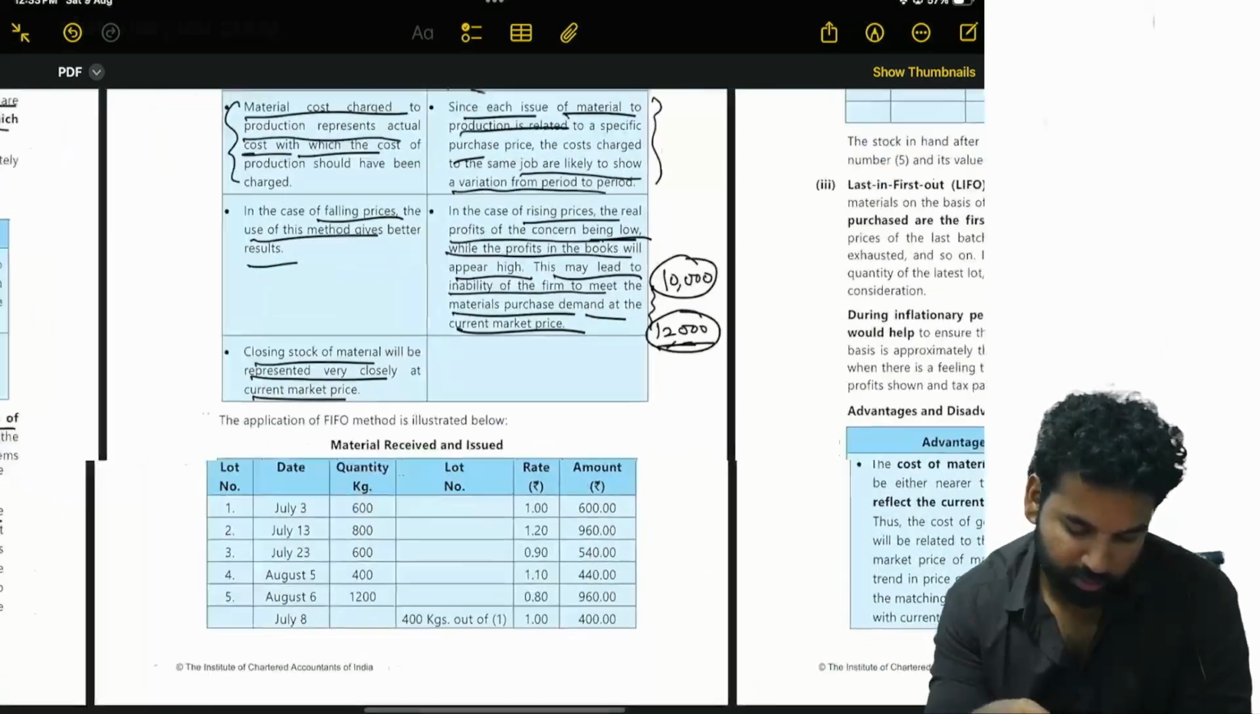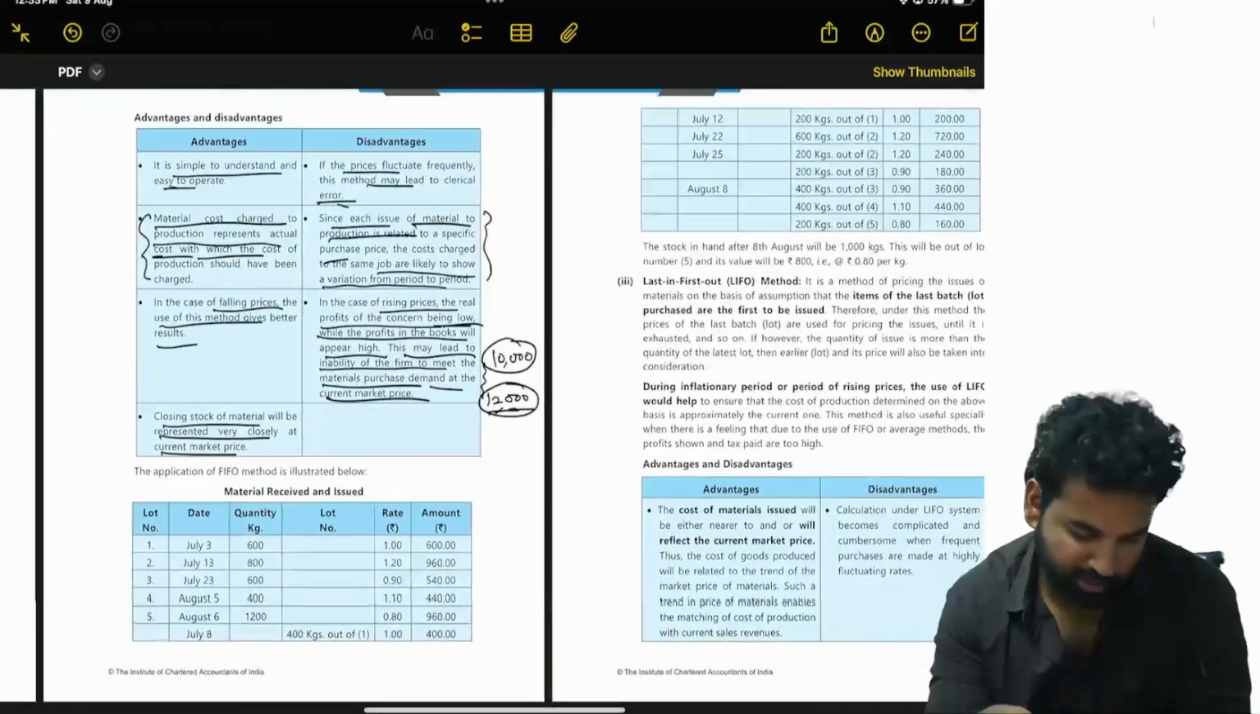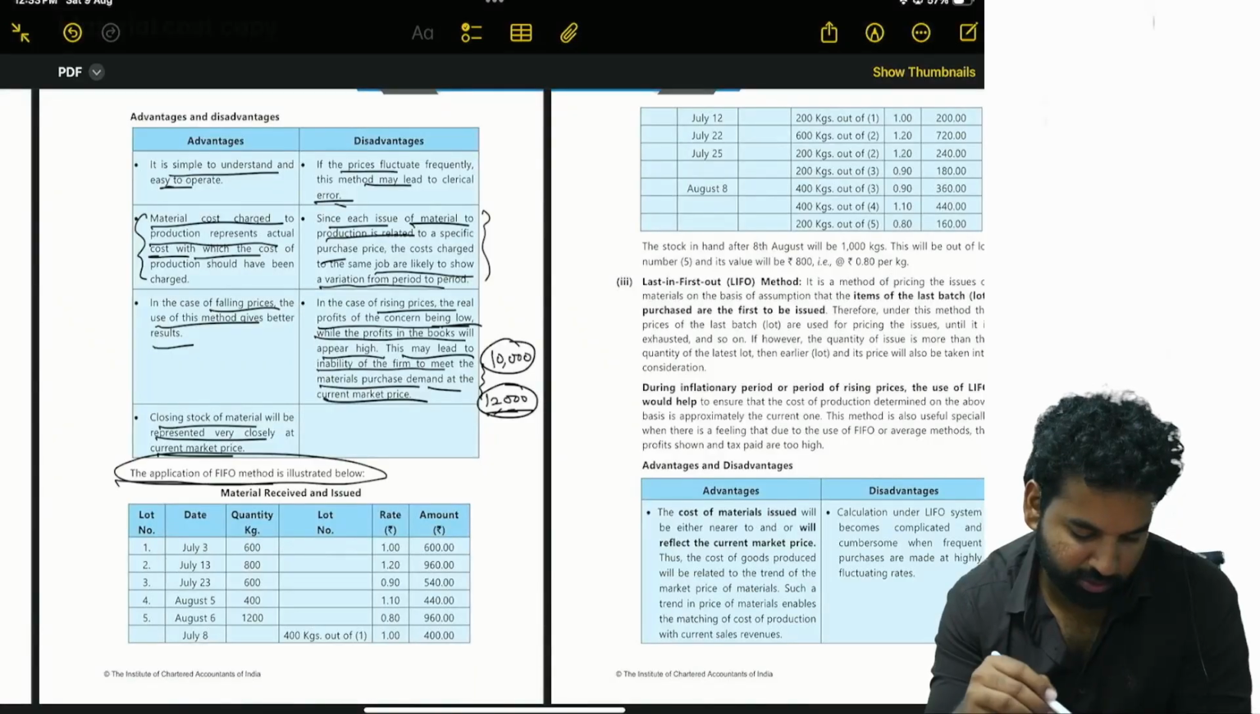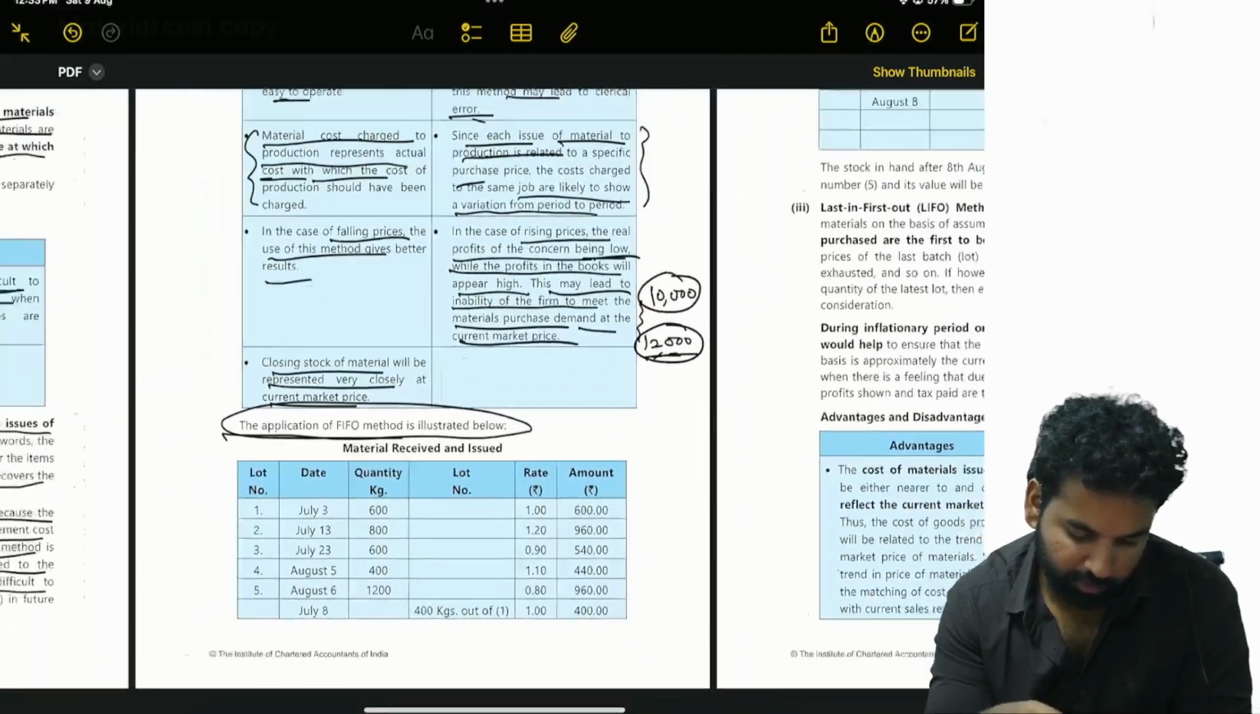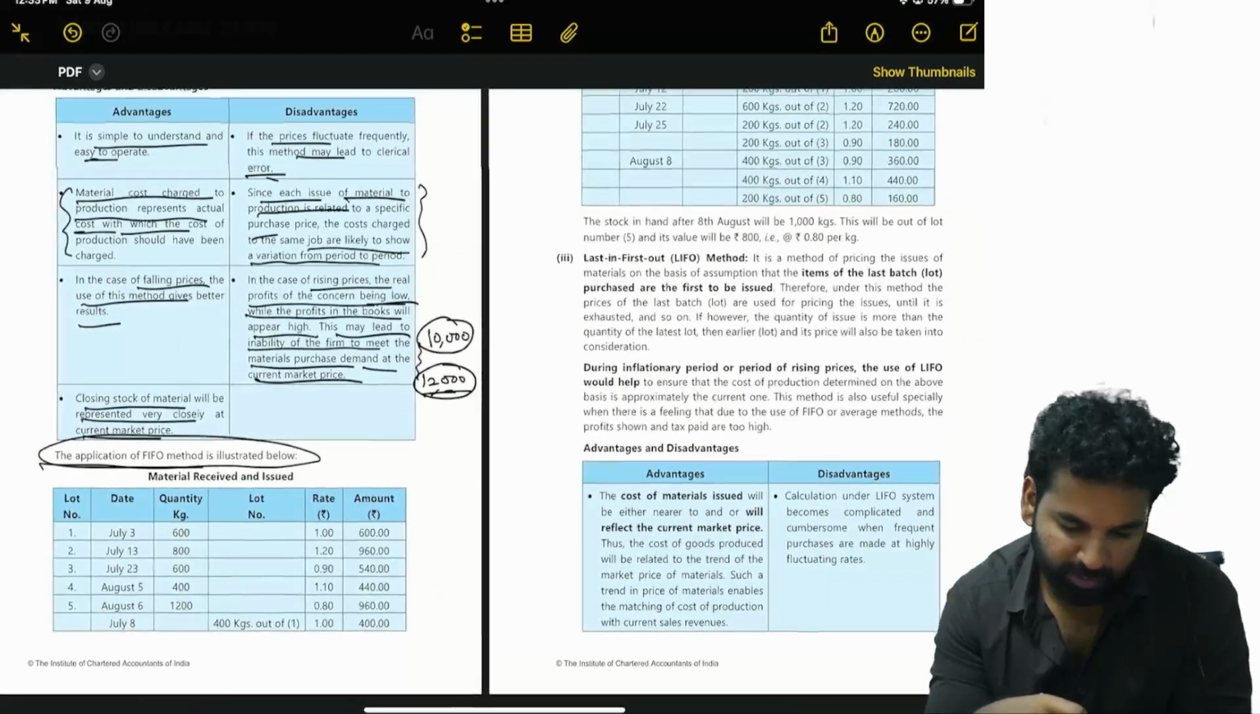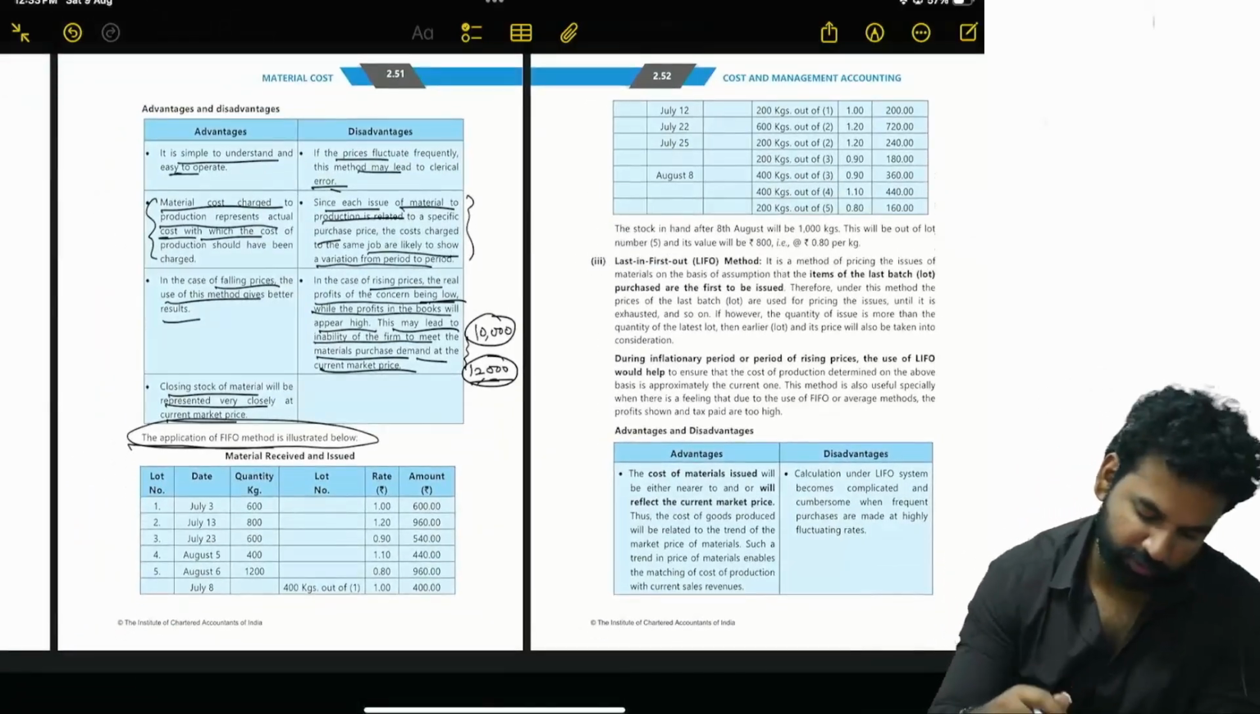Okay. See here, in this question there is an application of the FIFO method illustrated below. Application of FIFO method. Can we solve this? Actually, for illustration they have given it. Okay, we'll start solving this.